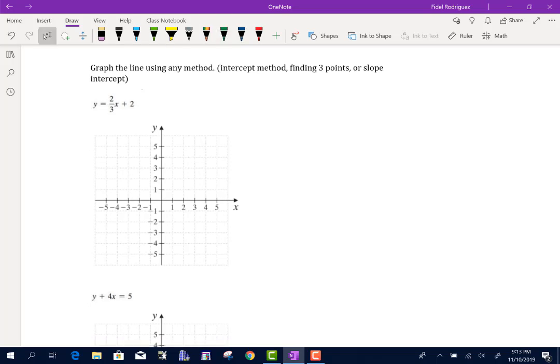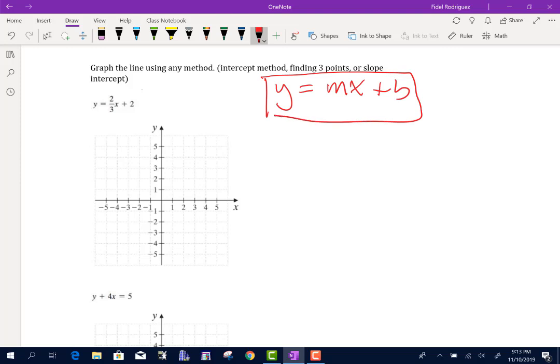Okay, so the next problem here says, graph the line using any method, the intercept method, finding 3 points, or the slope intercept. Because we're still talking about slope intercepts, I want to stick with that. I think a lot of times students find it easier, okay? So think about it like this. If I'm going to do slope intercept, this is the format that I'm looking at, okay? Wouldn't you say that equation is already in that form? I would, right? So what is my m in this case?